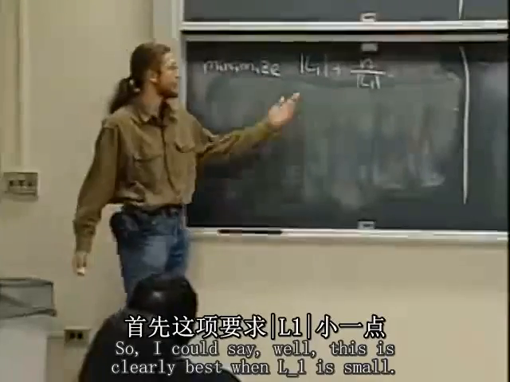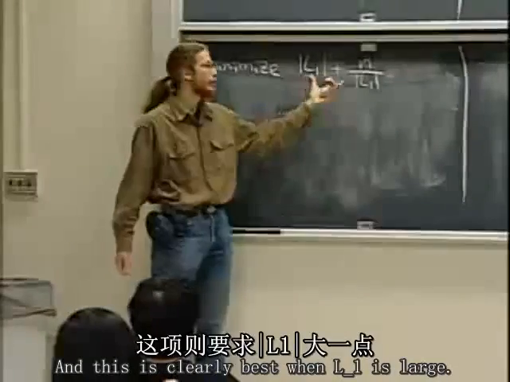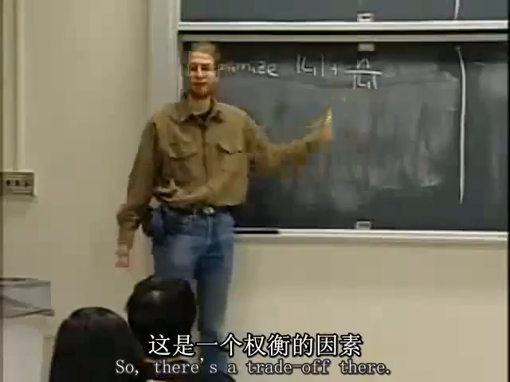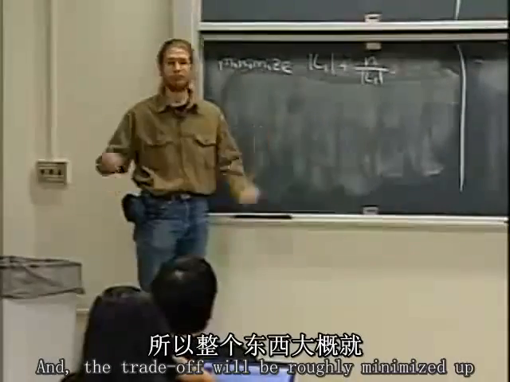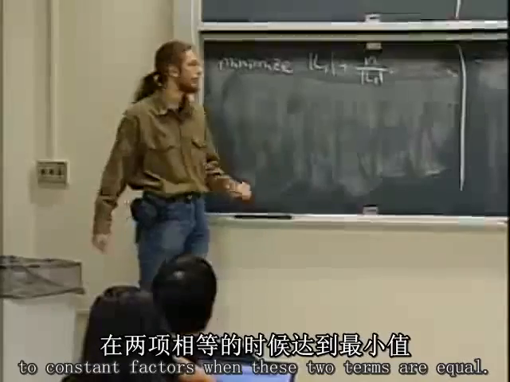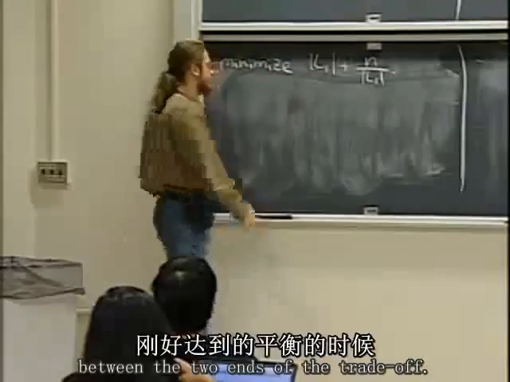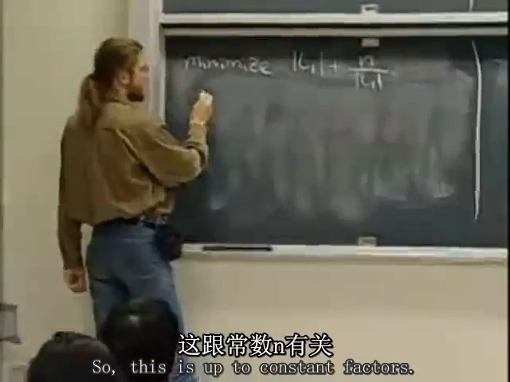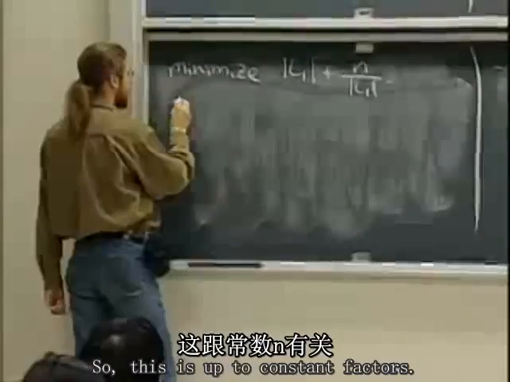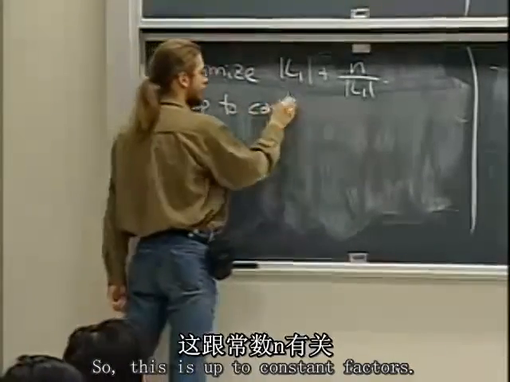So I could say, well, this is clearly best when L1 is small. And this is clearly best when L1 is large. So there's a trade-off there. And the trade-off will be roughly minimized, up to constant factors, when these two terms are equal. That's when I have pretty good balance between the two ends of the trade-off.